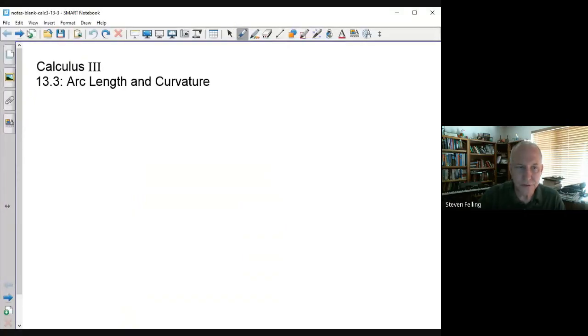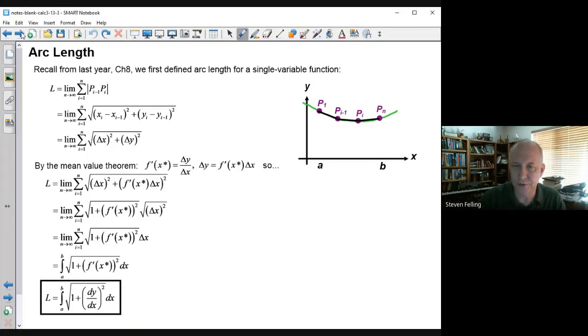So for this first part, to try to connect to things that we've seen before back in AP Calc BC or Calc 1 or Calc 2, probably Calc 2, we said that if we have a regular function, y is a function of x, and there's a curve, and we wanted to find the length of the arc between two points on that, we could approximate that length by dividing it up into small little line segments.